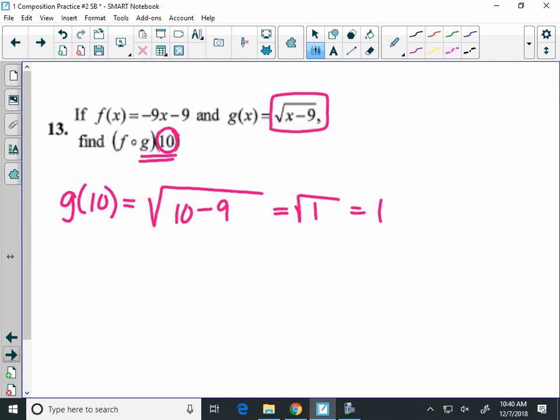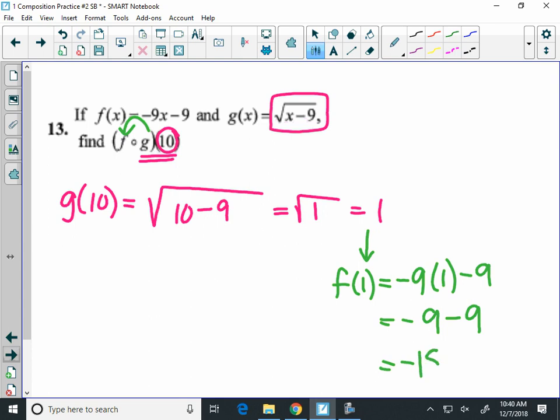Once you know that number, you're going to put that answer into the left function of f and evaluate f of 1. So when I put 1 in here for x, I'll have negative 9 times 1, which is negative 9 minus 9. And negative 9 minus 9, when you're careful with your negatives, is negative 18.